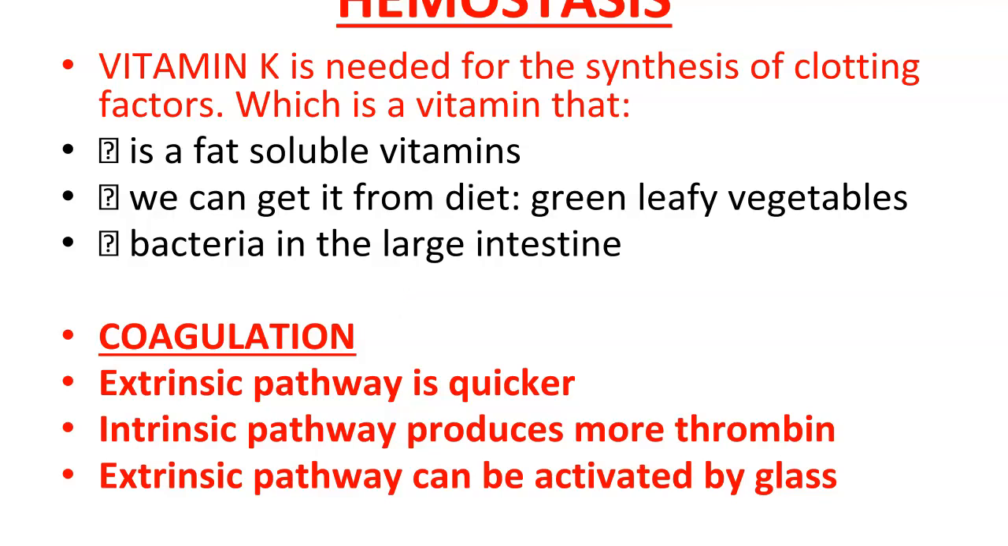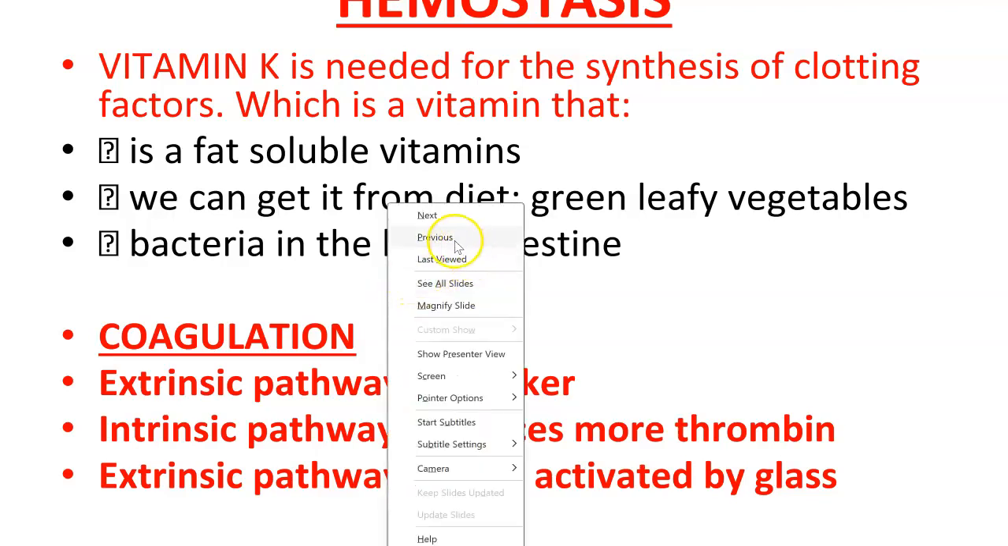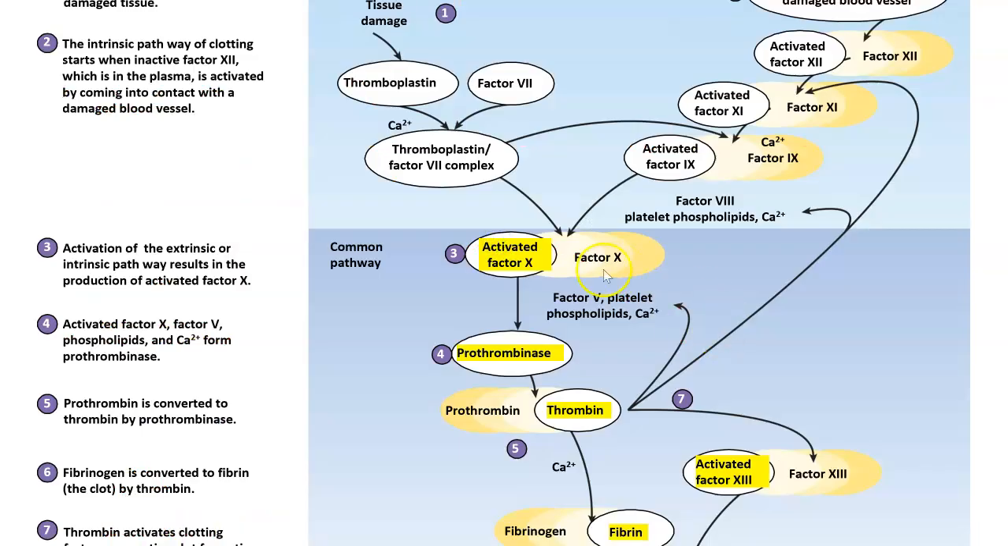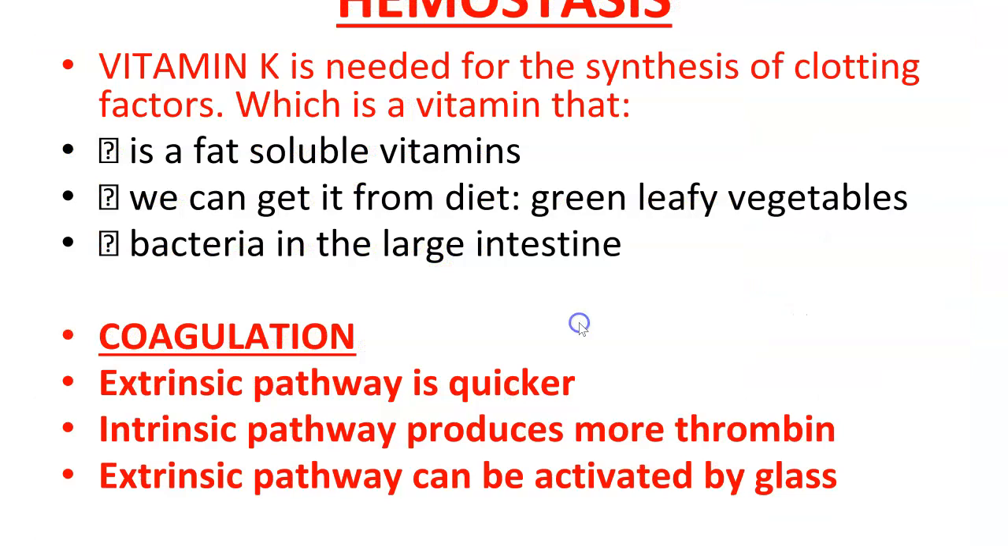Okay, let me go back to the pictures of the cascades. I just wanted to point out what was needed for clotting. What we need for clotting is the clotting factors, which are made in the liver. We also need calcium. Notice that almost every step has calcium involved in it. So calcium is definitely needed for clotting. I just wanted to make sure you understood what was needed for clotting.